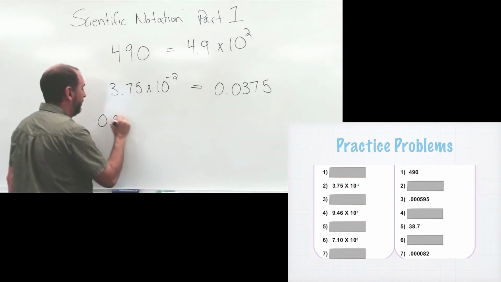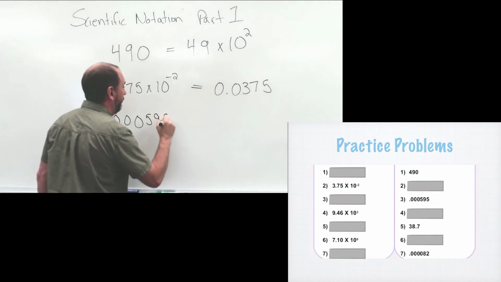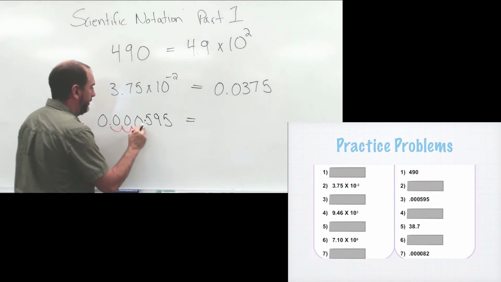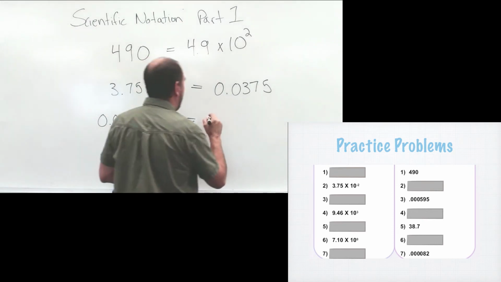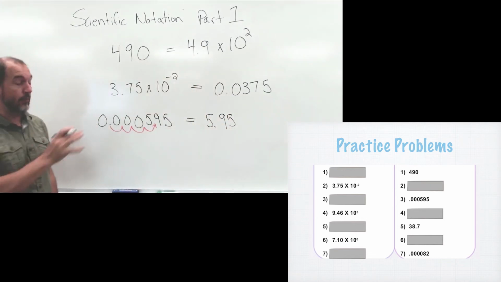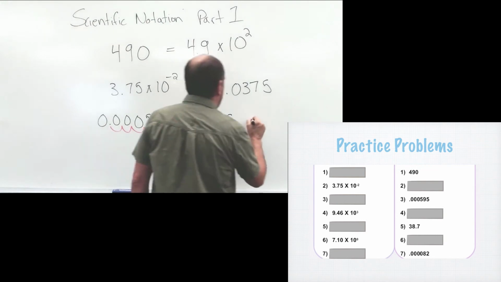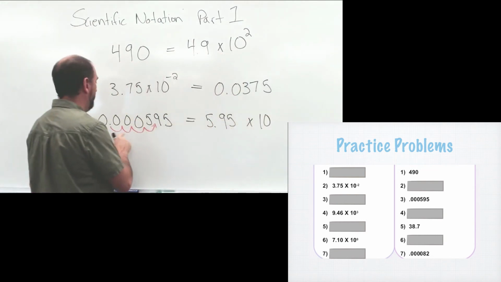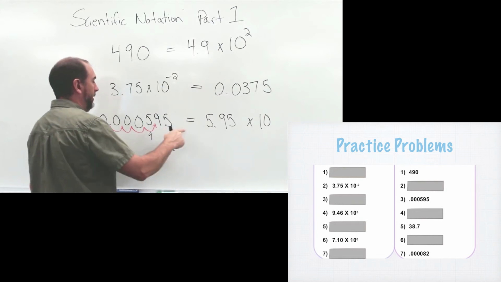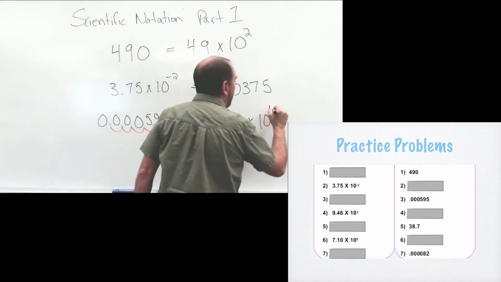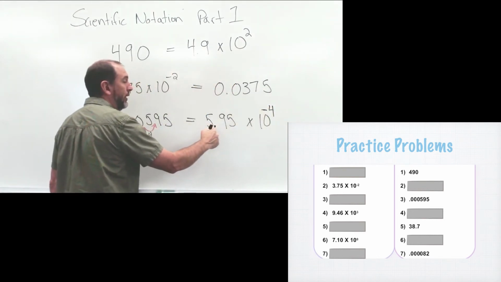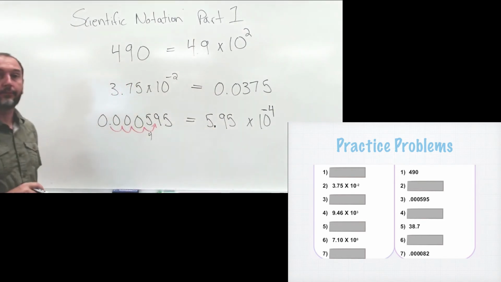0.000595, 3 zeros, 0, 0, 0, 5, 9, 5. Again, 1, 2, 3, 4 places to get there. 5.95 is my decimal that's between my number between 1 and 10. Times 10, always the same. 1, 2, 3, 4 places. Again, this is a small number. It's less than 1, so that needs to be negative. So I know now when I go back to a regular number, I move to the left.